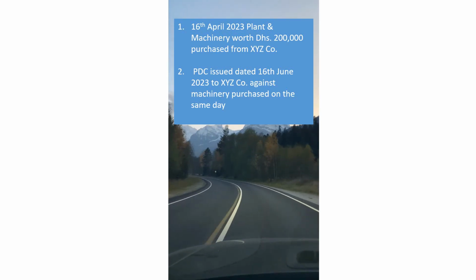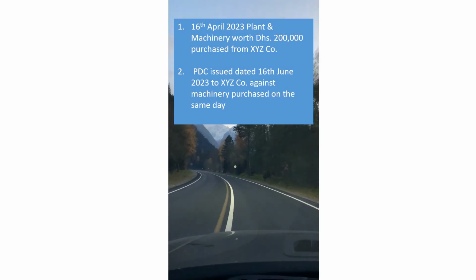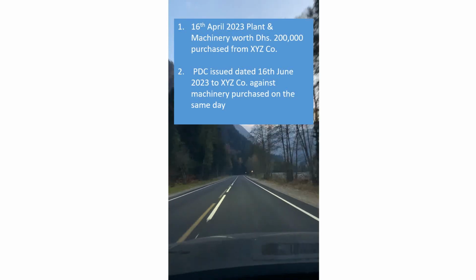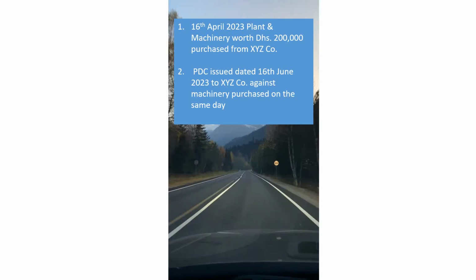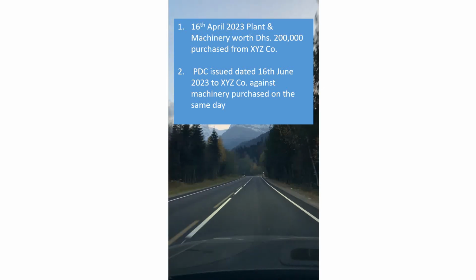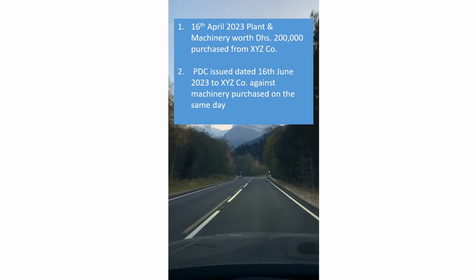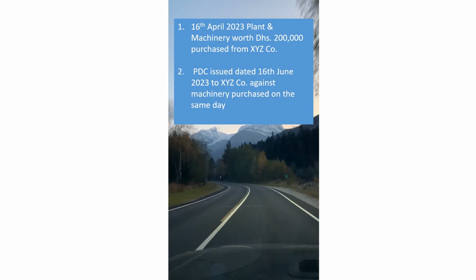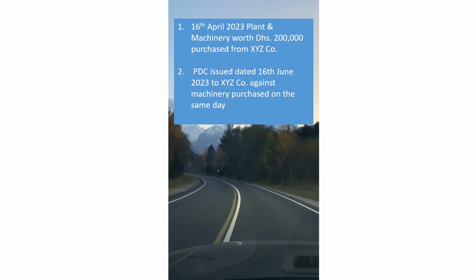There are two transactions. On 16th April 2023, plant and machinery worth 200,000 dirhams was purchased from XYZ company. When you purchase any asset, you have to debit the asset account, not the purchases account. This is the first and foremost thing you should understand when you pass a journal entry of purchasing an asset.